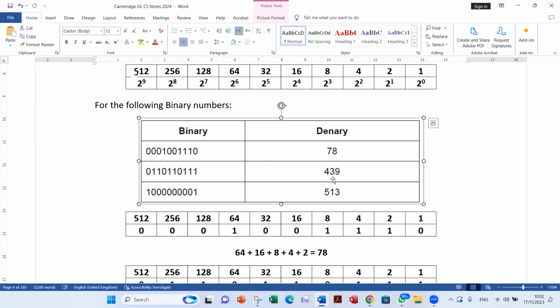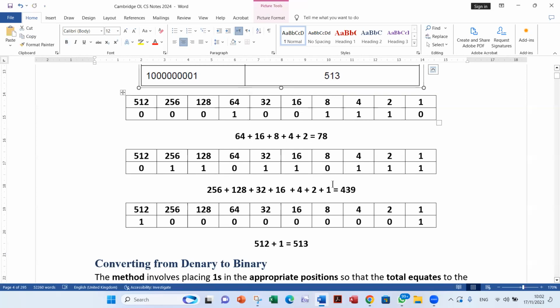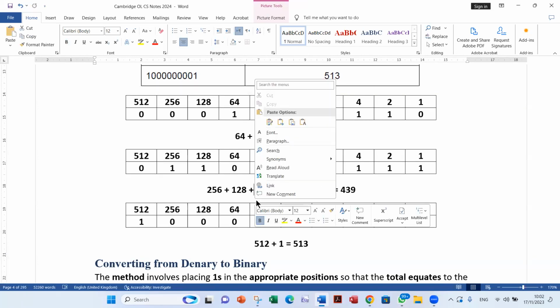I think every one of them is worth 1 mark. So we have to learn how to do it fast and how to do it accurately. Okay, excellent. Now we have practiced converting from a binary number into a denary number.